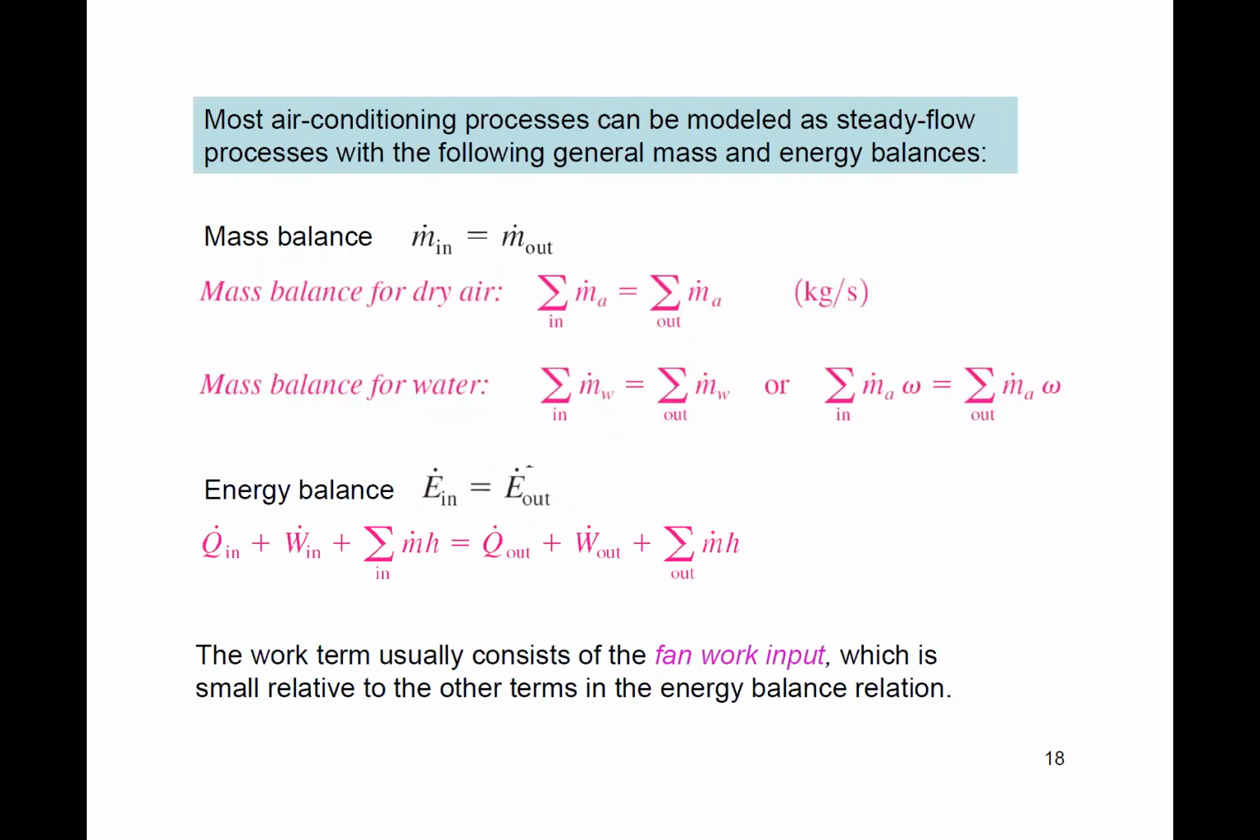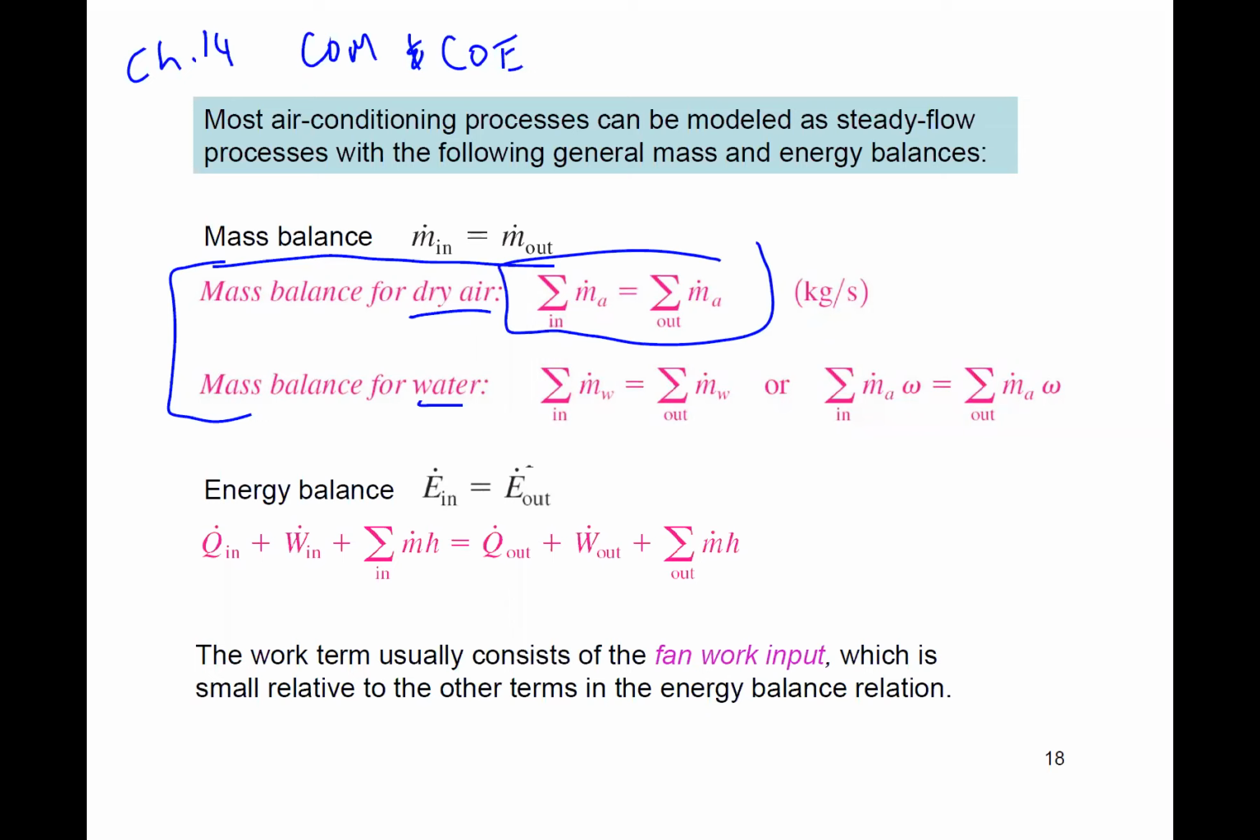All right, so here is our chapter 14, conservation of mass and conservation of energy. Okay, so conservation of mass, we're assuming steady state, right? So it's just mass in equals mass out. And this is where we did a mass balance for dry air and a mass balance for water vapor. Okay, so it simplifies to just the sum of mass of dry air in and out, and water vapor in or out.